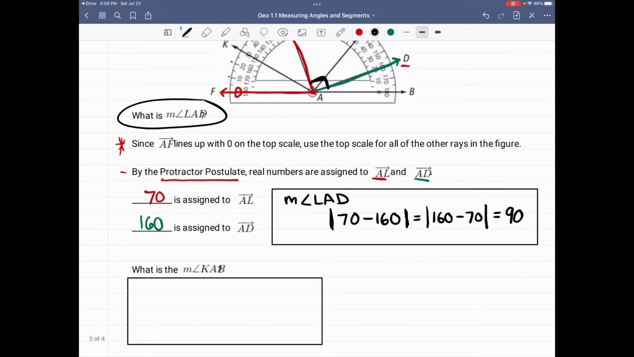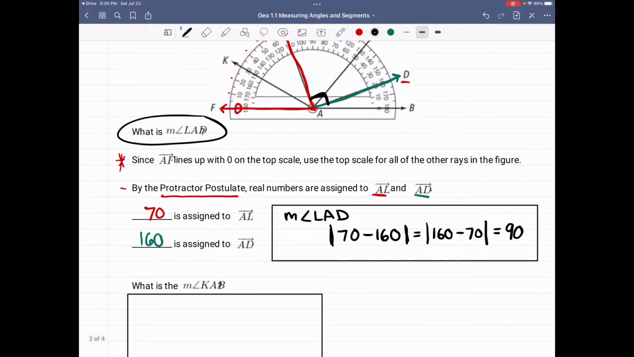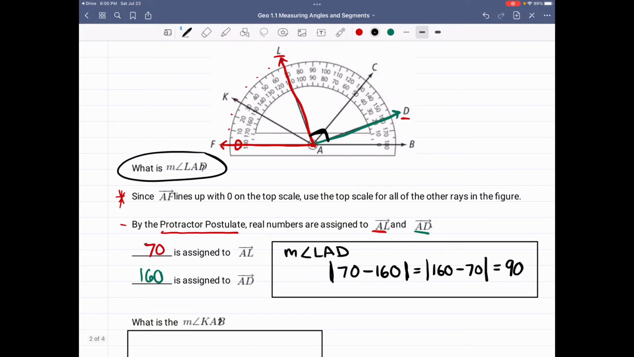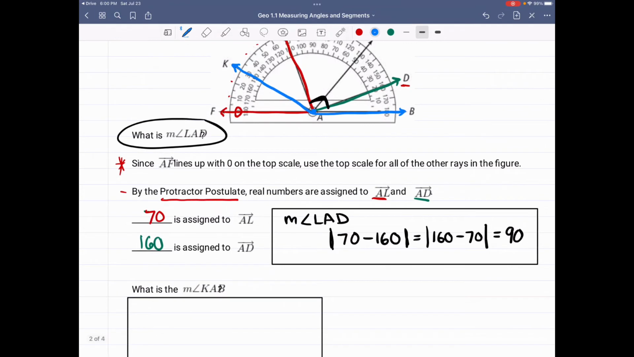What is the measure of KAB? And I apologize that the question mark is inside of that measurement. KAB. All right, let's change to blue. Here's K, and here's A, and here's B. So from K, A to B. So we're going to say that K has an assigned 30.